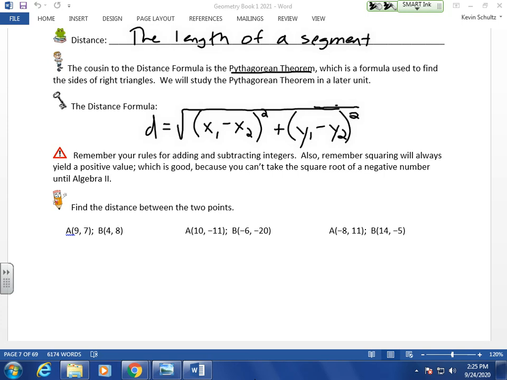If you ever end up with a negative value inside of the root, you've done something wrong, because you cannot take the root of a negative number until Algebra 2, when it becomes all of a sudden legal, okay? Except for your book number, exactly.